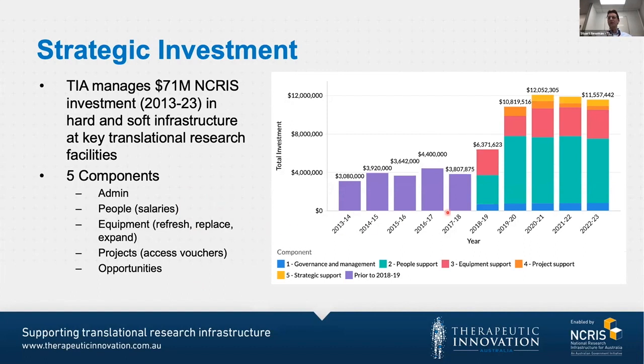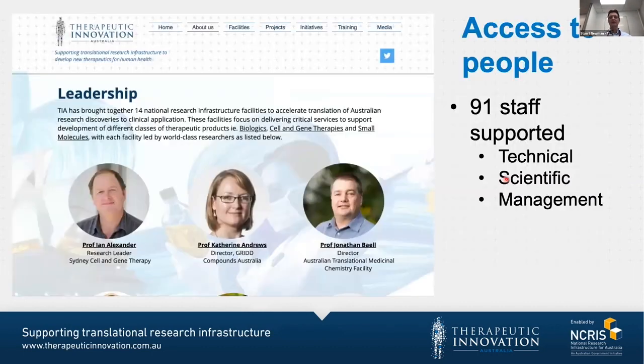Now, the reason I put this graph up is the importance of the green bars. The green bars are people. It's fair to say that most of our investment is directly in people. Because when you're accessing a facility supported by TIA, it's not particularly access to the equipment, it's access to the expertise and the experience and the lived experience of the facility staff and their leadership. And this is a point that you'll hear our speakers emphasize repeatedly, I think.